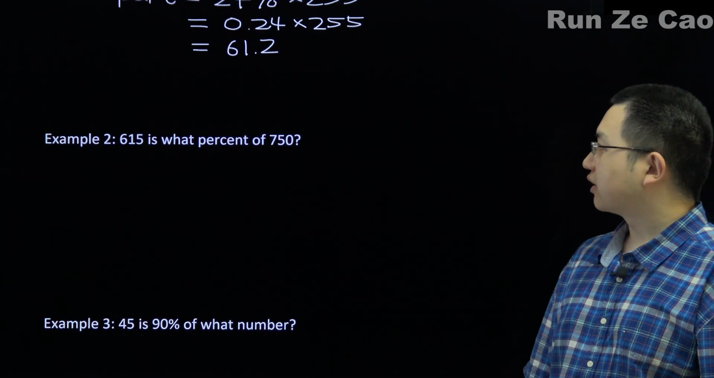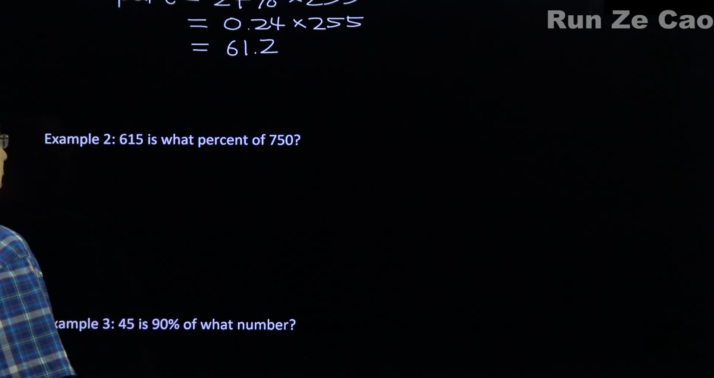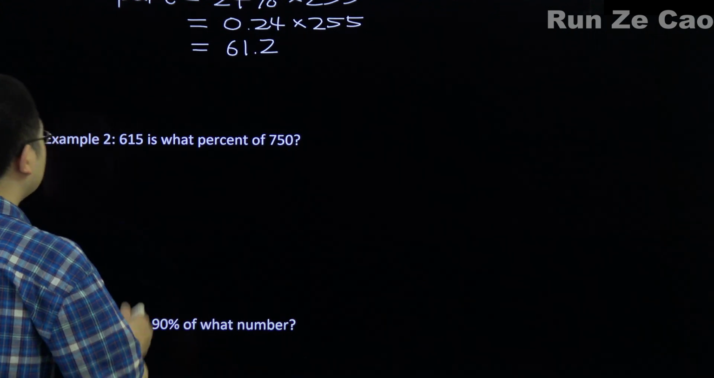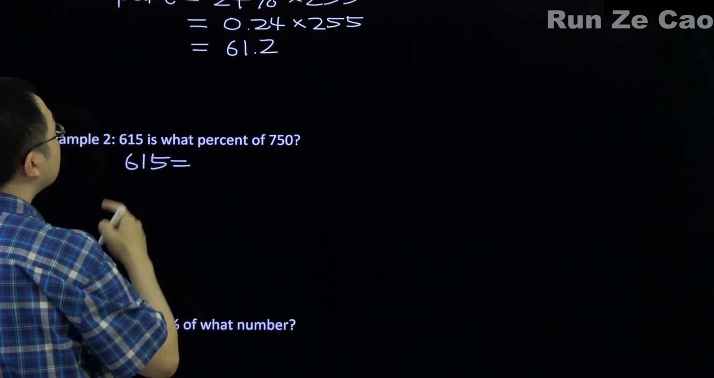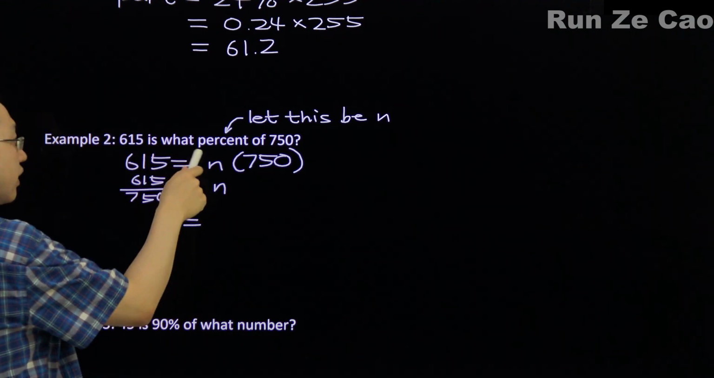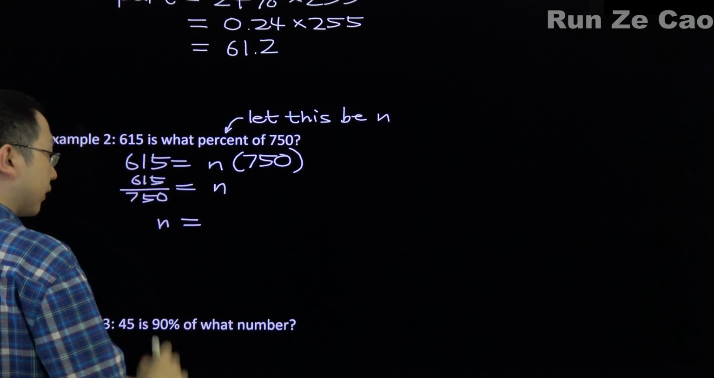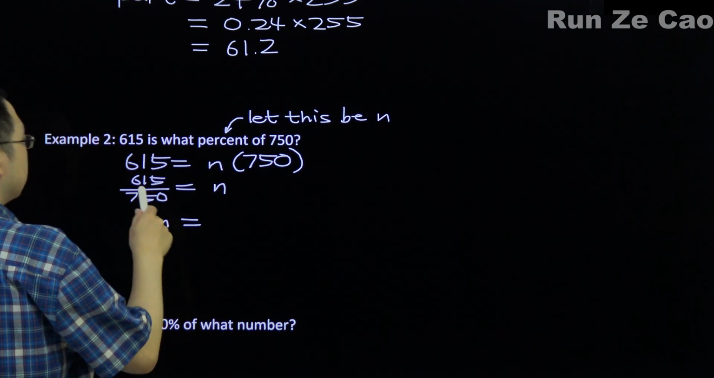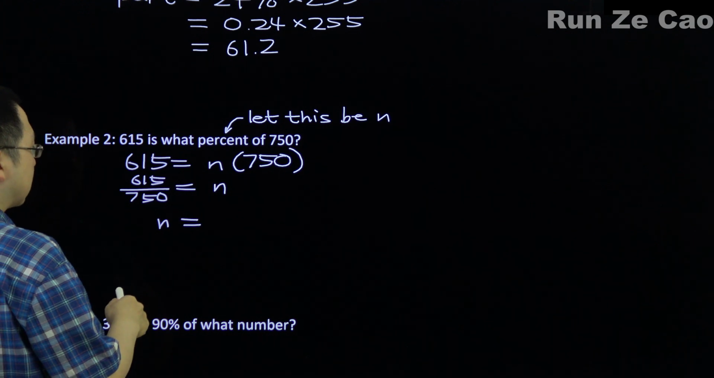It's not going to give you 6,000 something. 615 is what percent of 750? Well, 615 is equal to, let this be n, the unknown. We write n as a decimal at first, and then we convert to percent later. So, 615 over 750 is equal to n.